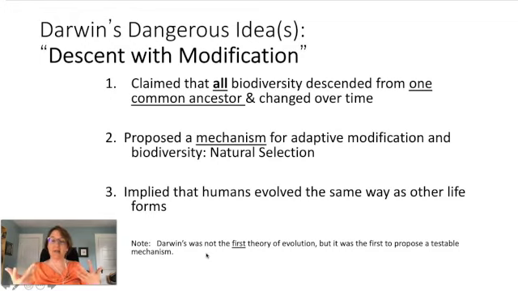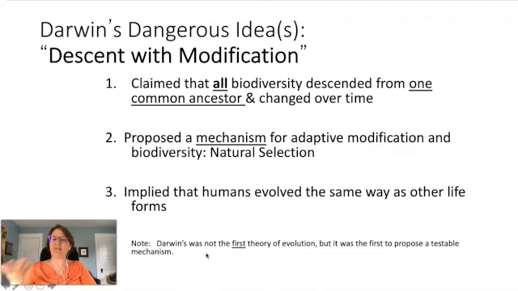He called that mechanism natural selection, and it's one of the ways that populations can change over time, and the only way that populations can change in an adaptive fashion to match their environments. And finally, the most dangerous part of this idea that Darwin had probably is that this theory implies that humans, Homo sapiens, evolved in the same way as other life forms, and that got him into some trouble.